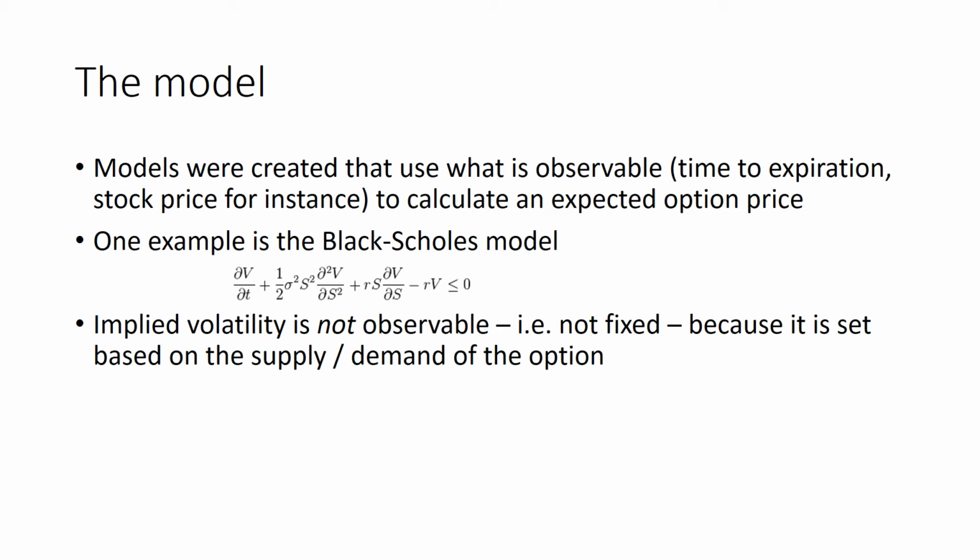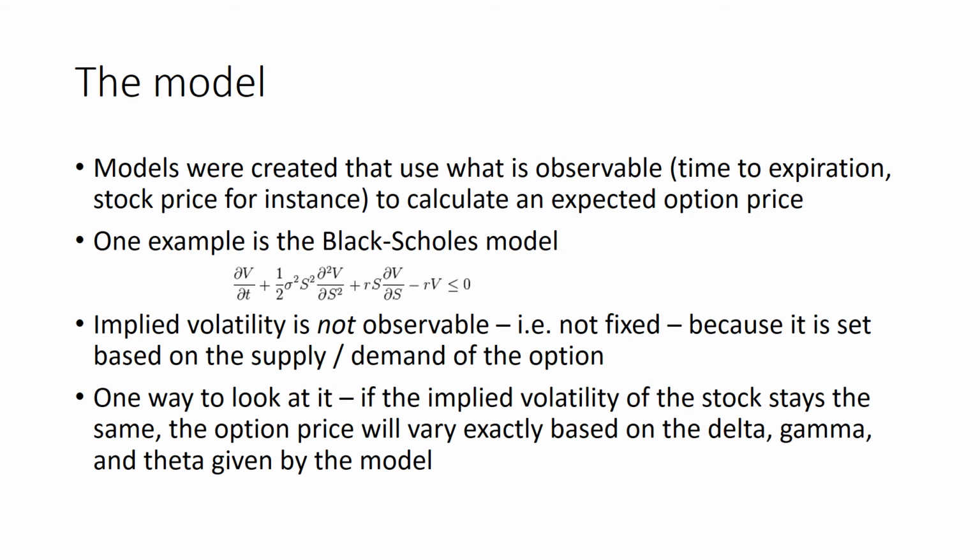But the important thing to remember is that implied volatility is not observable. It's not fixed because it's set based on the supply and demand of the option. So this is based on people's thoughts and the mindset of the marketplace. So this is not something that's observable.